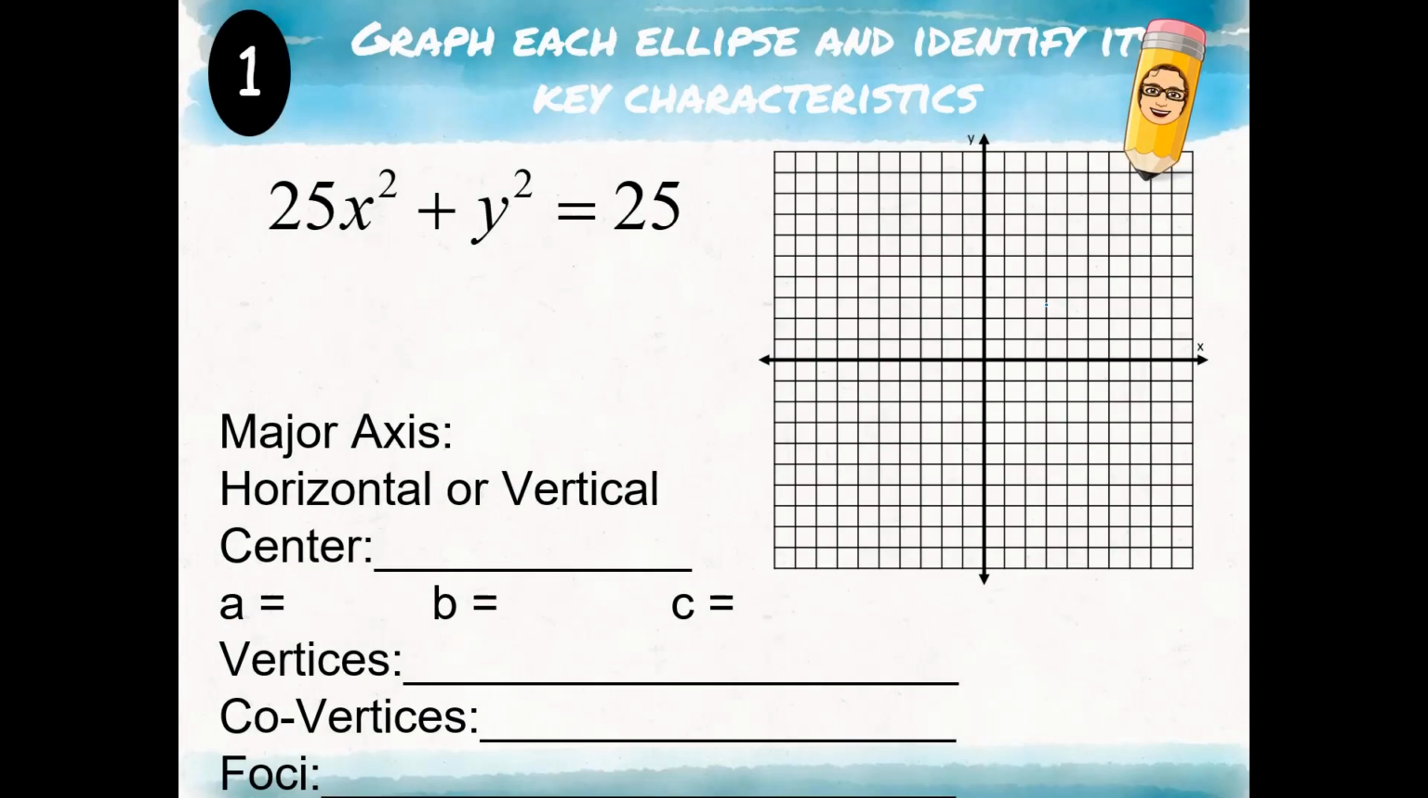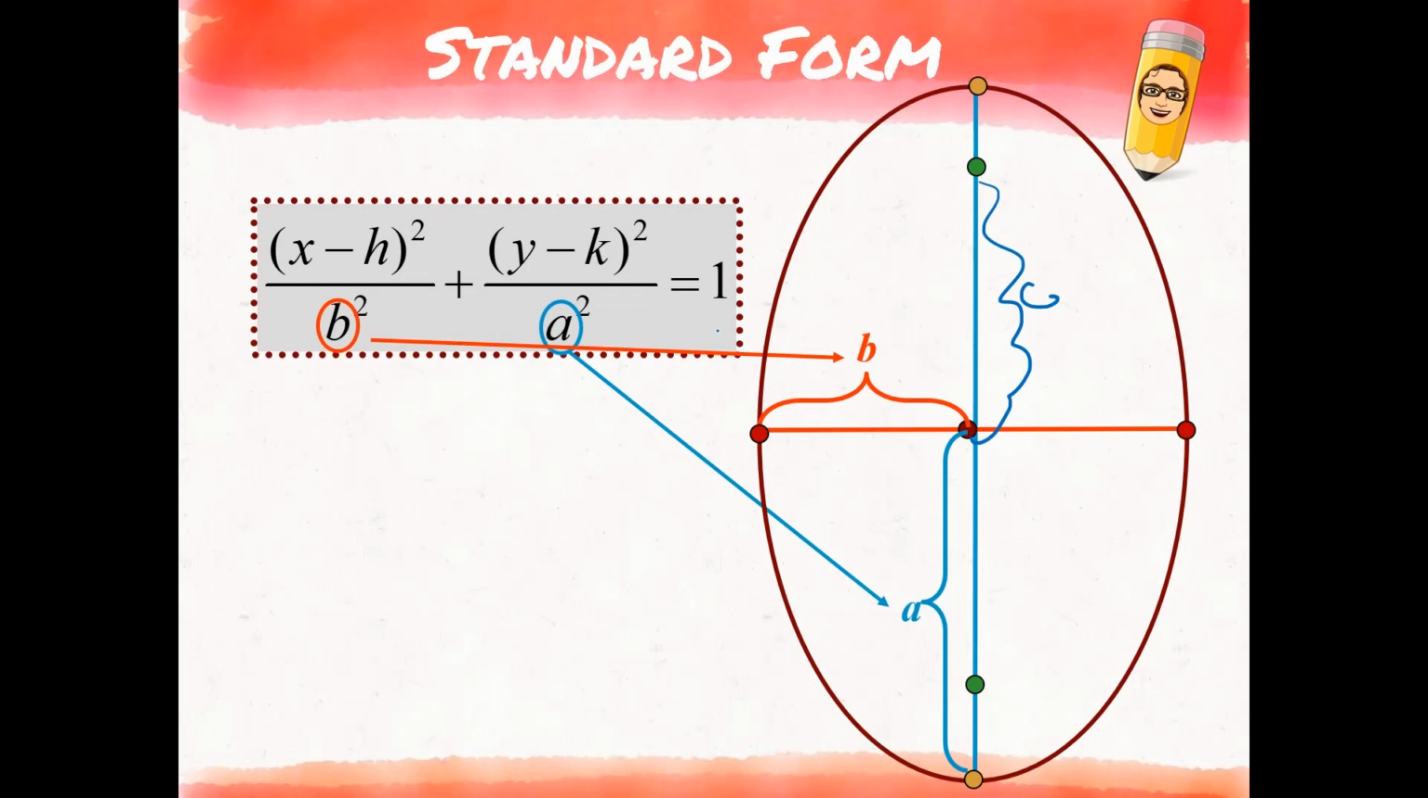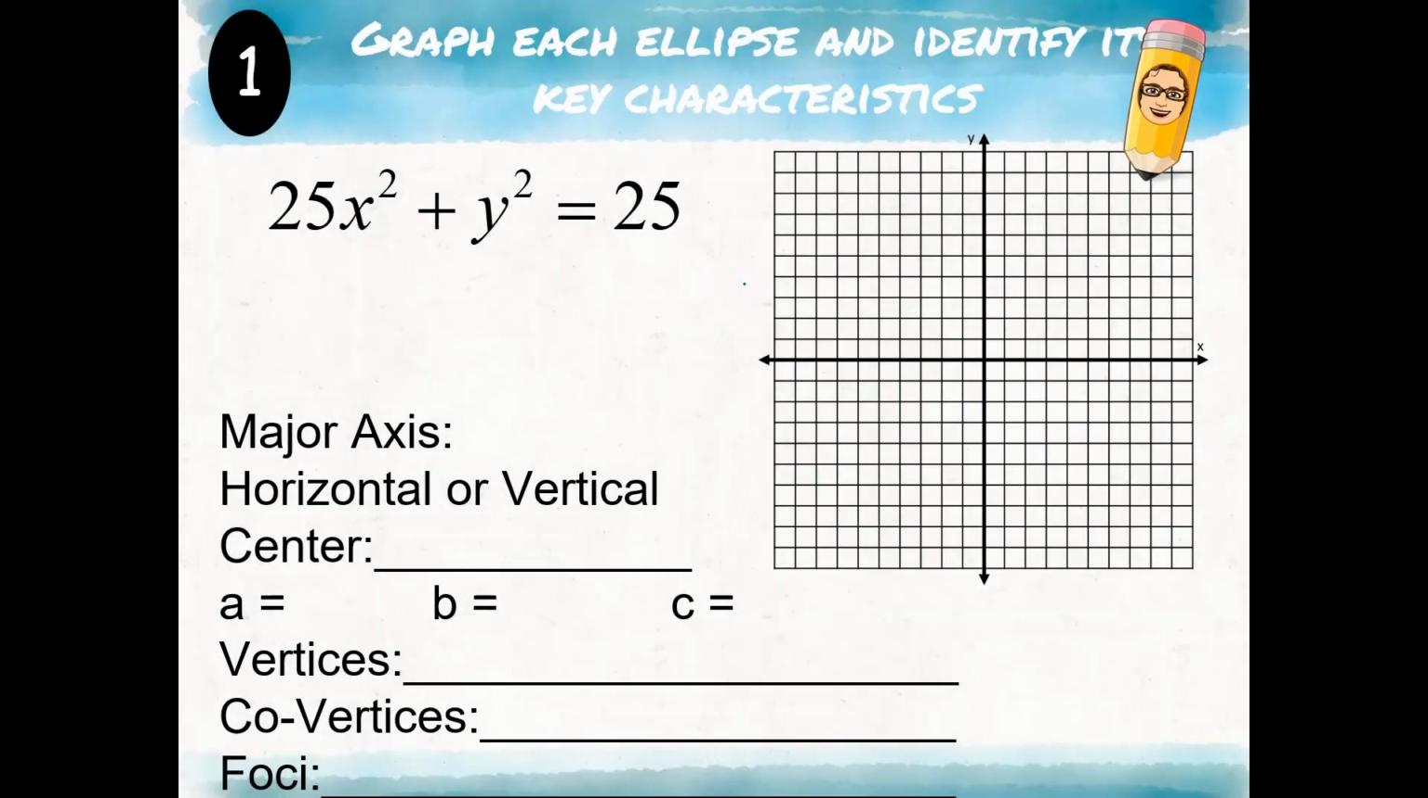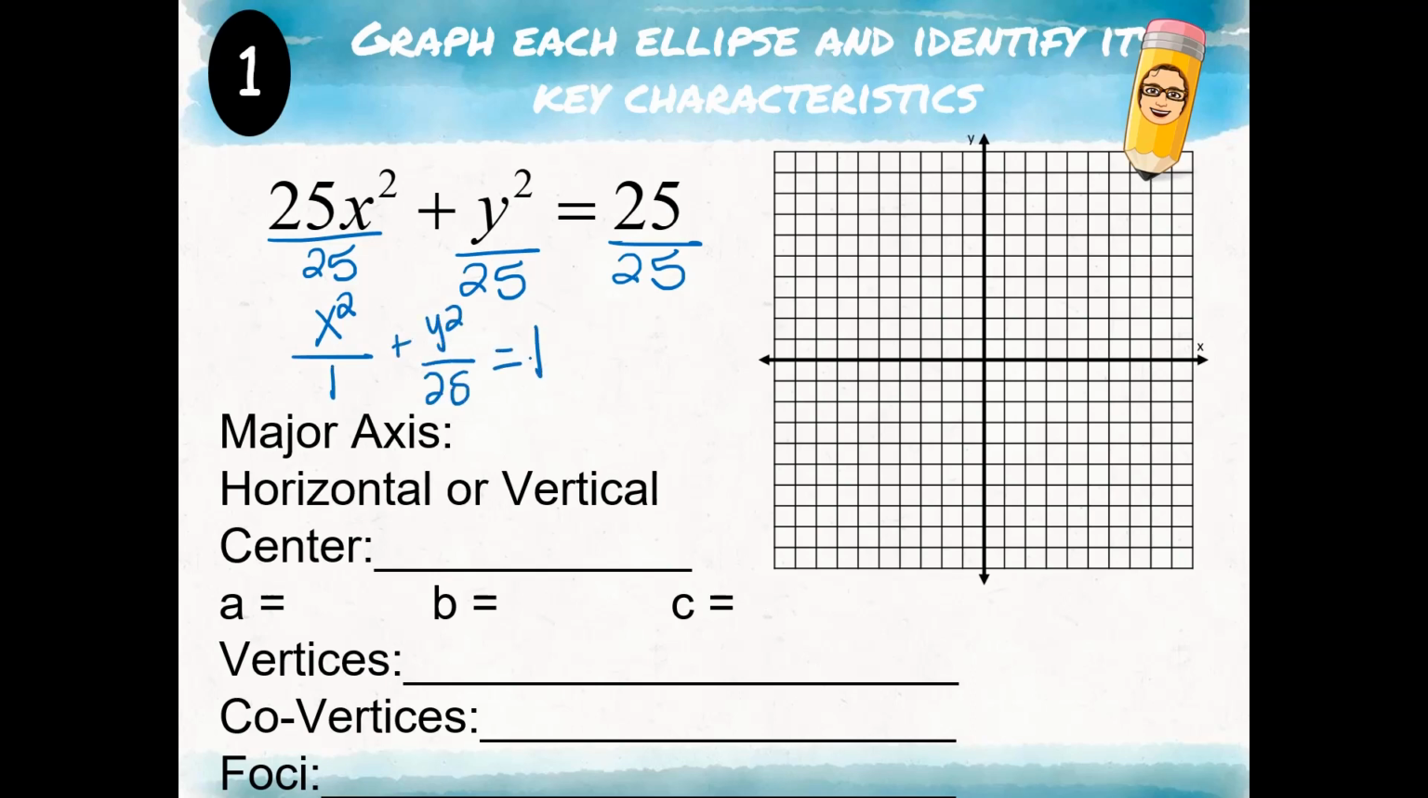Let's try actually graphing one of these, shall we? So first thing I notice is, do you see how it's not equal to 1 on the first problem? So let's make it equal to 1. Let's divide everything by 25. By doing that, I'm going to get x squared over 25 divided by 25, that's 1, y squared over 25, and that's going to be equal to 1. So now let's identify our major axis. Is it vertical or horizontal? Well, y has a bigger denominator, which means we are vertical in our major axis.